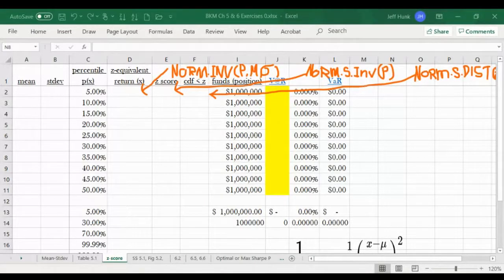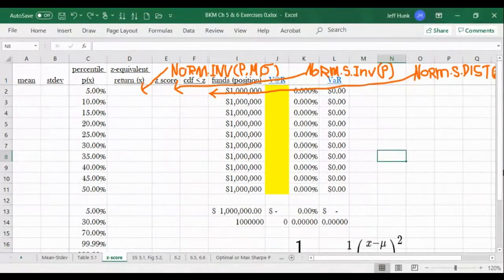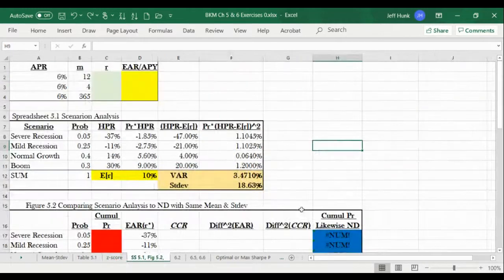Hello, welcome back to the continuing lecture in investments. So, in this session, we will actually find the value at risk based on our Table 5.1 example. Remember Table 5.1, right?